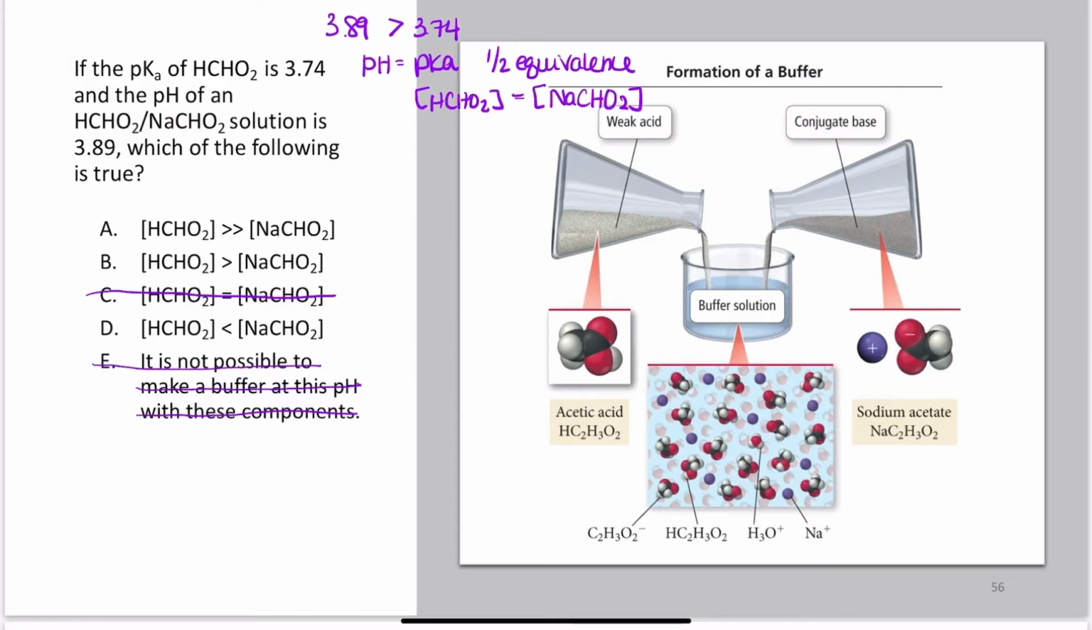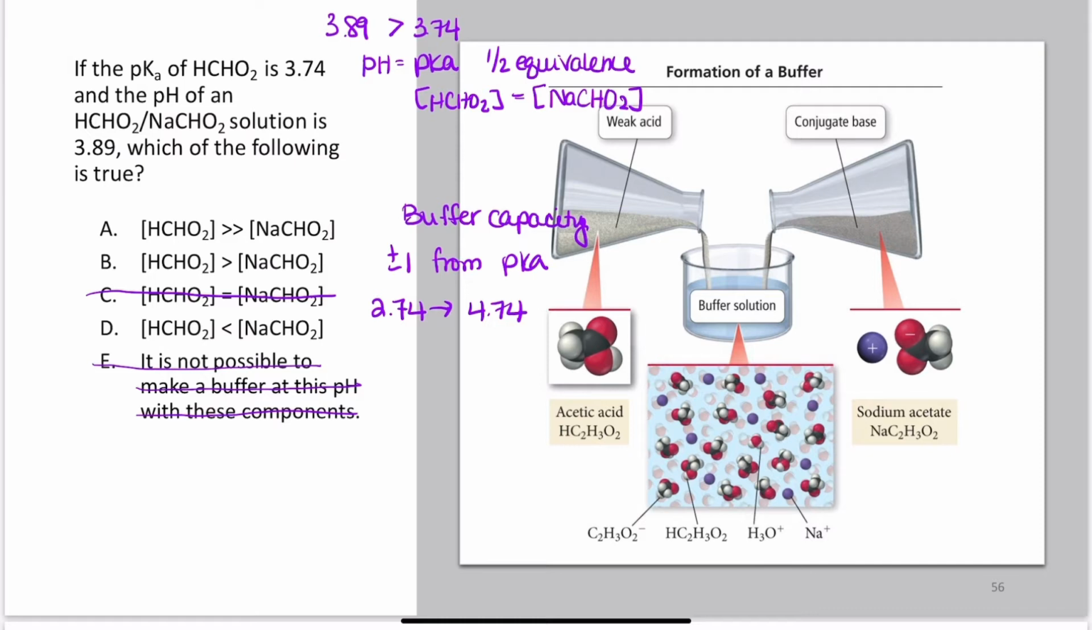Because your buffer capacity is plus or minus 1 from pKa. So the buffer capacity for this system is 3.74 to 4.74, or 2.74 to 4.74, plus or minus 1 from pKa. So it is possible to make a buffer at this pH with these components.